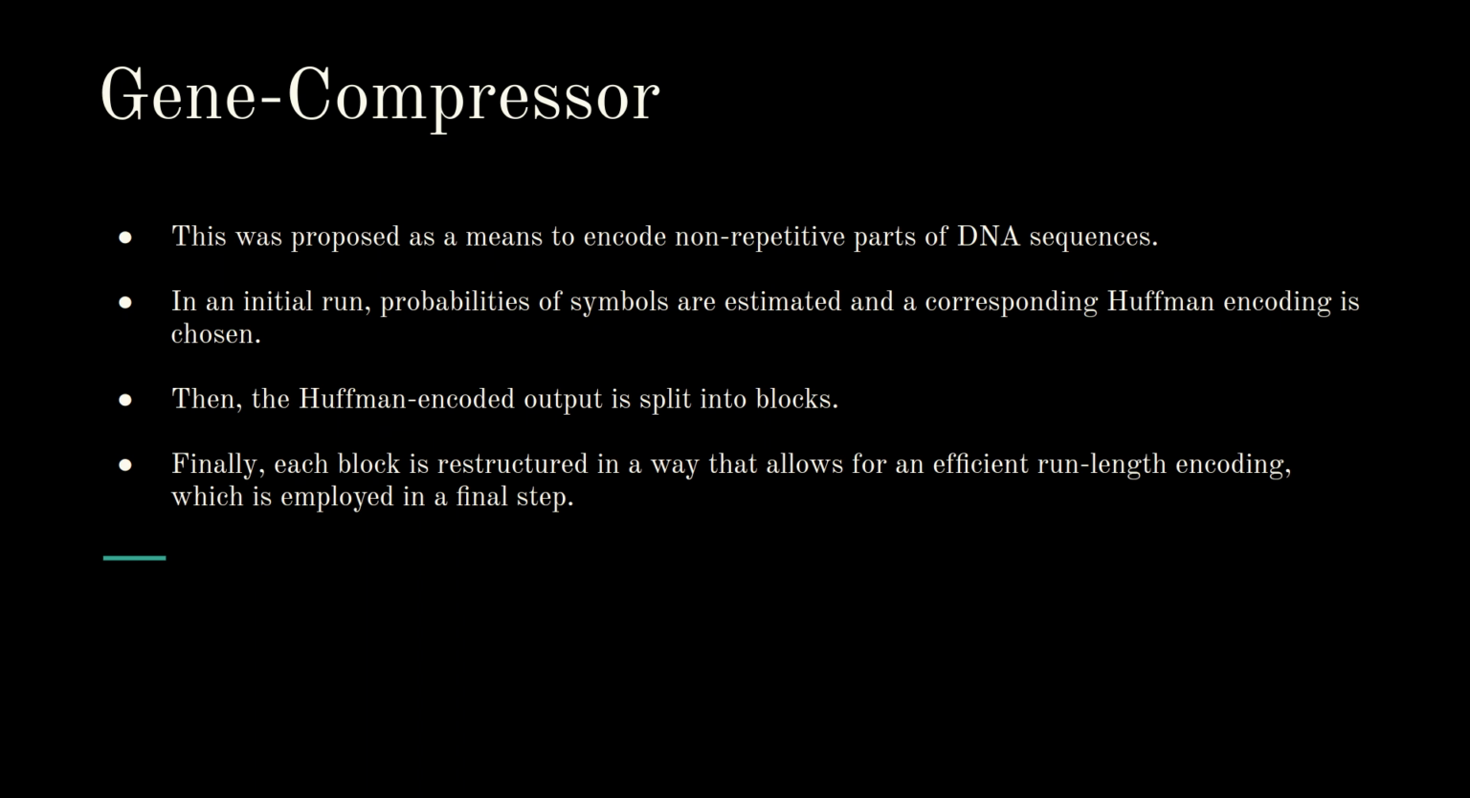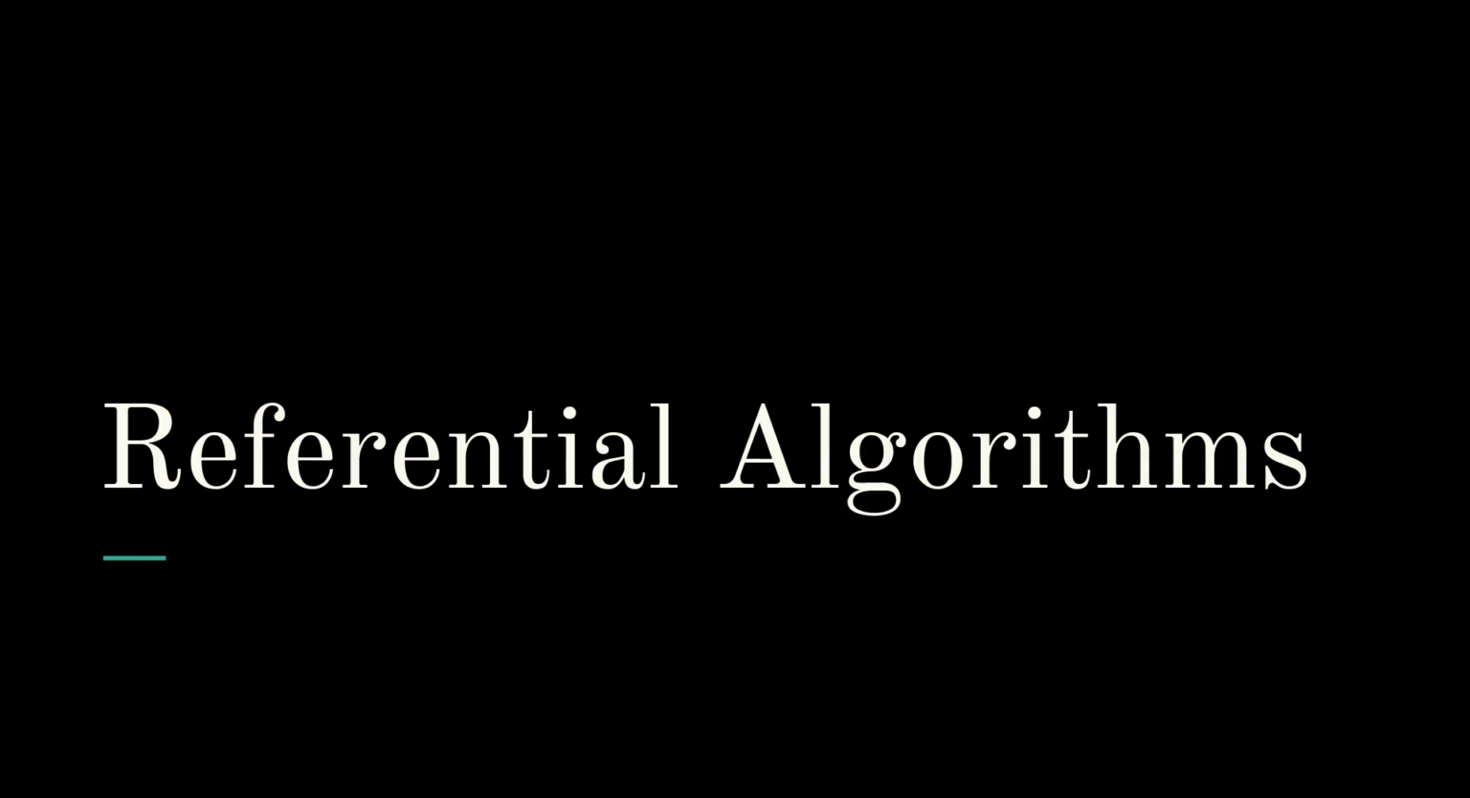Then there is the gene compressor model. This was proposed to encode the non-repetitive parts of DNA sequences, and it takes an initial run where the probabilities are estimated, and then they choose the Huffman encoding. After the Huffman encoding is chosen, it gets encoded, and then whatever output comes is split into blocks. Each block is restructured in a way that it does very good run length encoding, and this is the final step for the gene compressor model.